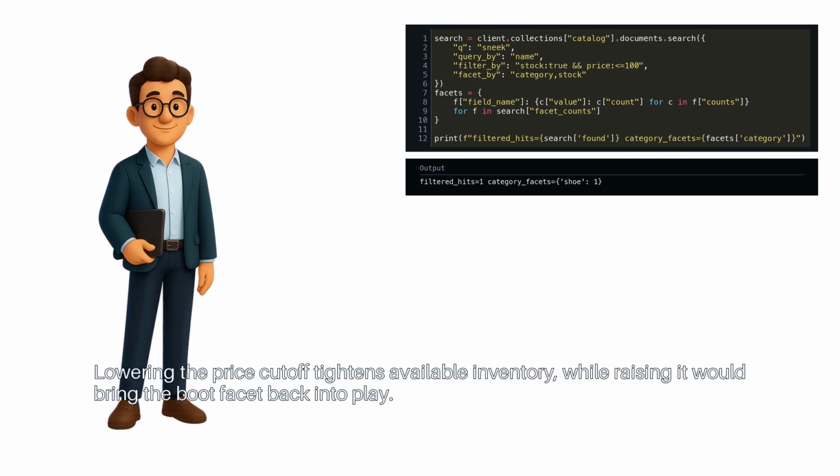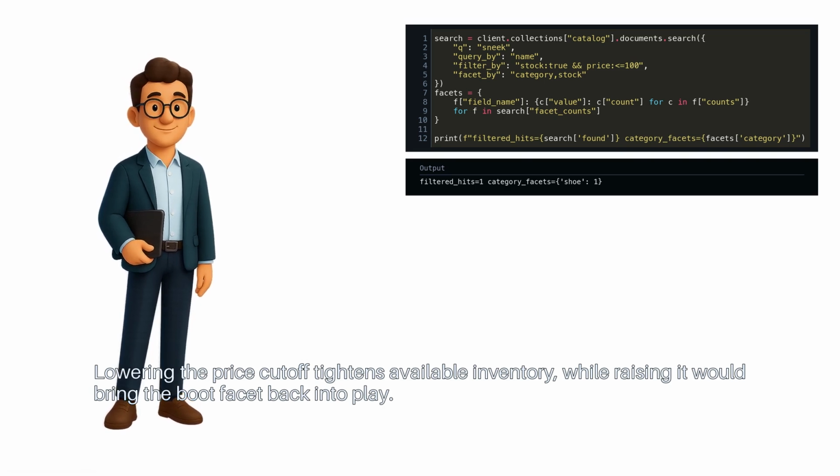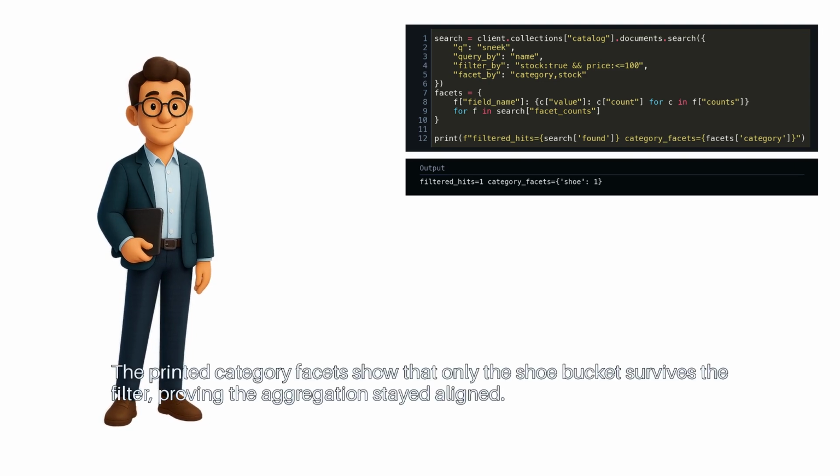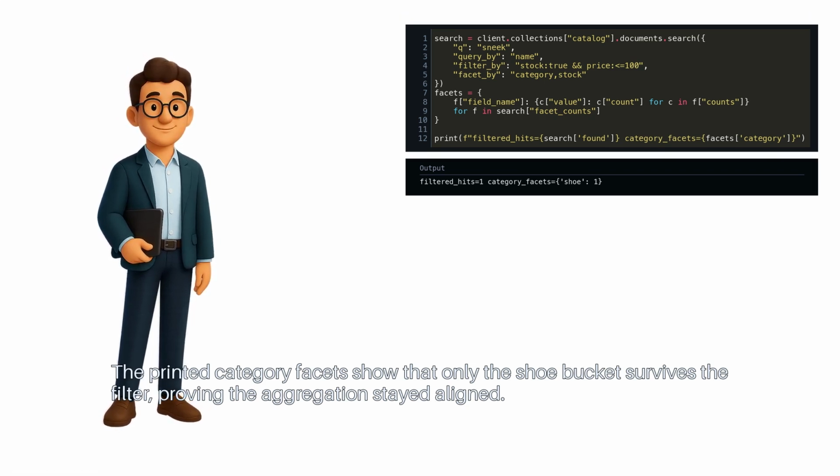Lowering the price cutoff tightens available inventory, while raising it would bring the boot facet back into play. The printed category facets show that only the shoe bucket survives the filter, proving the aggregation stayed aligned.